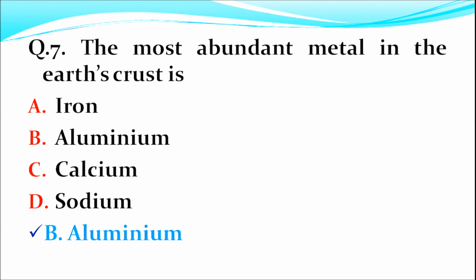The most abundant metal in the earth's crust is option A iron, option B aluminium, option C calcium, option D sodium. Correct answer is aluminium. Aluminium is the most abundant metal in the earth's crust.